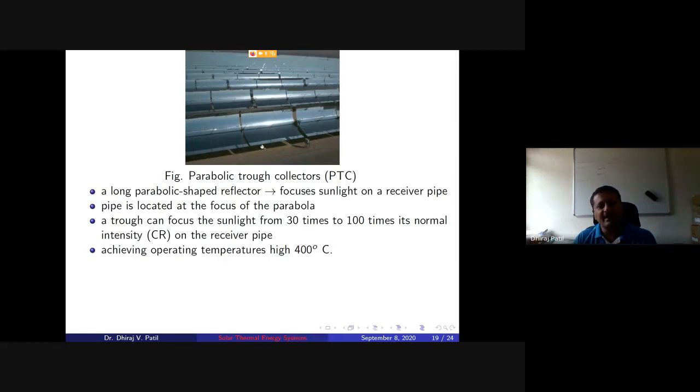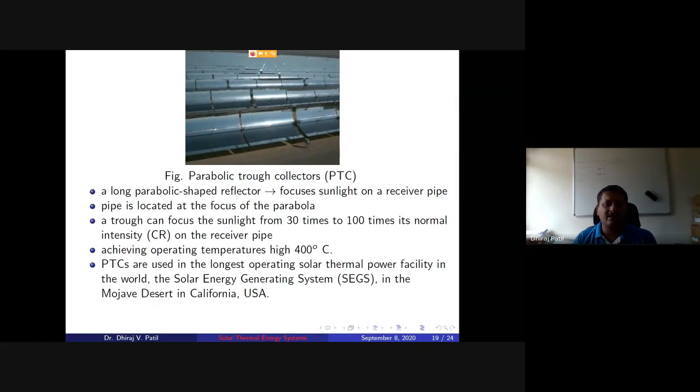So this will achieve temperatures as high as 400 degrees centigrade. The world's largest operating solar thermal power facility based on PTC, parabolic trough collectors, is in the USA: the Solar Energy Generating Systems in the deserts of California. You can search about the operations of this.